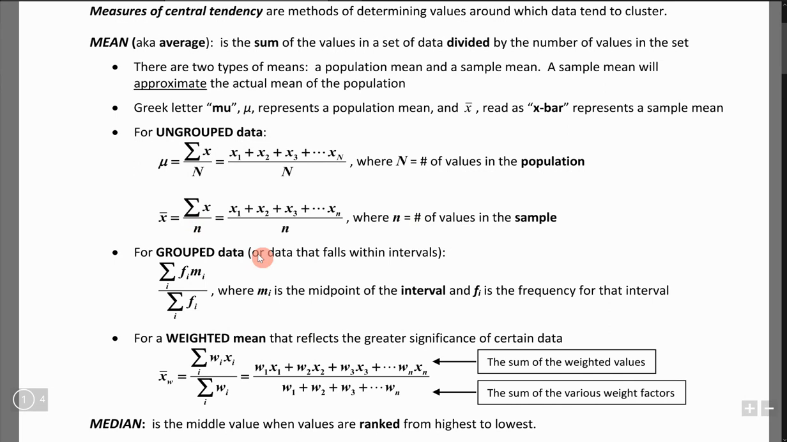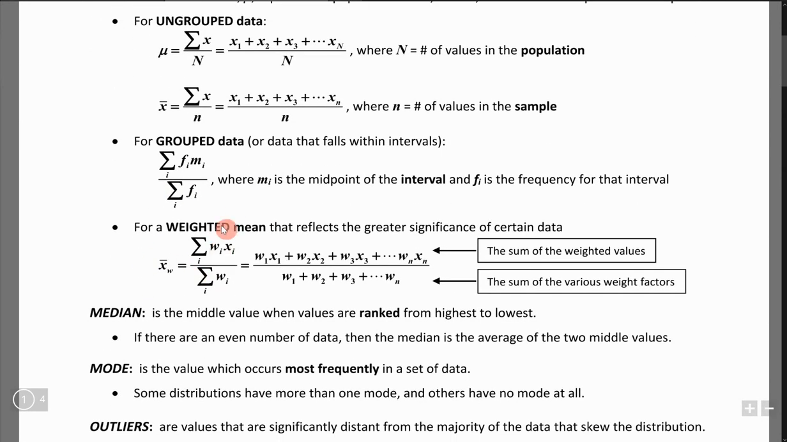For data that's in intervals, such as grouped data, you multiply the midpoint of every interval by the frequency of that interval, and divide by the sum of all the frequencies. I'll show you some examples of what that looks like. Then we also have the weighted mean, which is just like the way we calculate your marks. Take every value, multiply by its weight, and divide by the sum of all the weights. Again, there's an example in this lesson that will show you how that works.